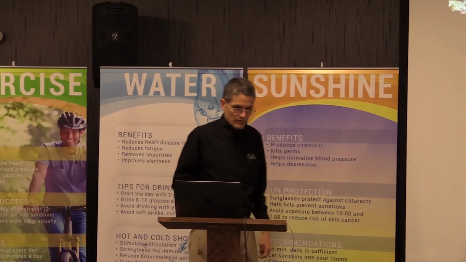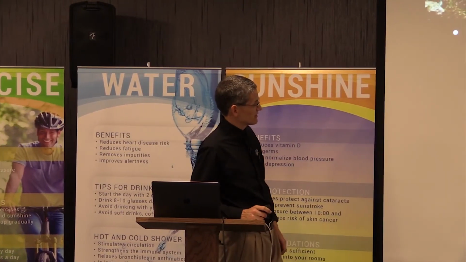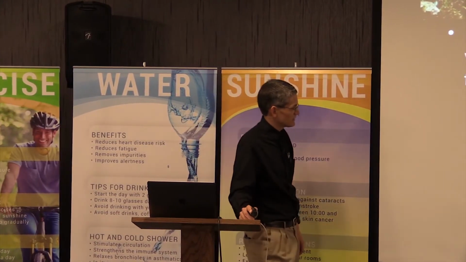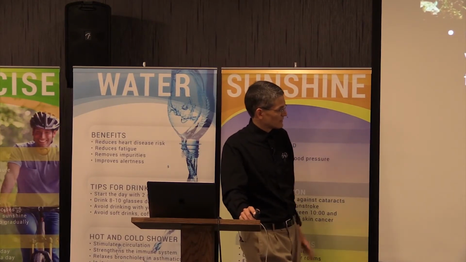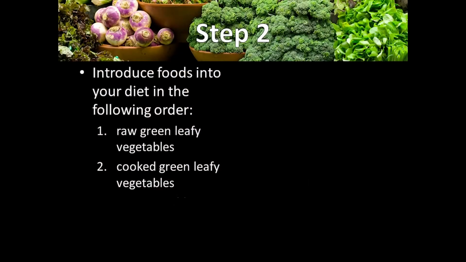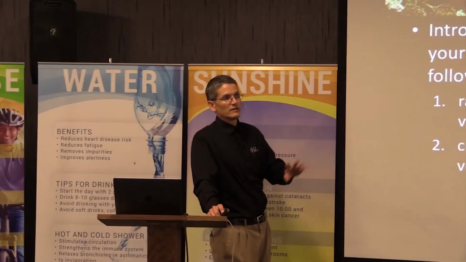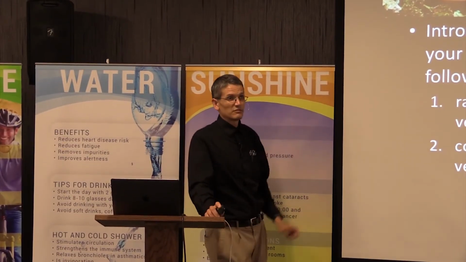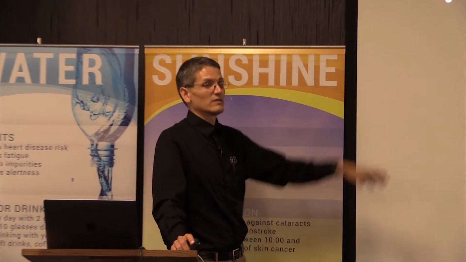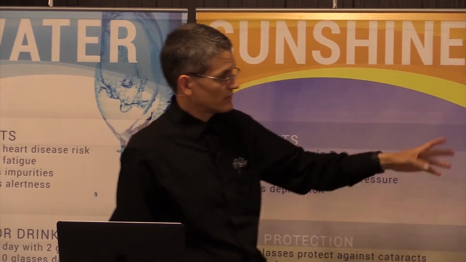And then after you have a meal or a day of raw, green, leafy vegetables, the next day you measure your fasting blood sugar levels. Well, if you're below 90 still, add in some cooked green leafy vegetables and raw green leafy vegetables. And the next day, if your fasting blood sugars are still below 90, well, add in some raw vegetables.